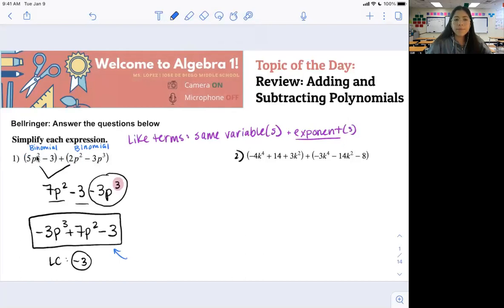Wait, what? Miss, isn't it polynomial? Because if it's 4 and up, it has to be a polynomial. So if it's 4 and up, it is polynomial, but how many terms do I have? 1, 2, 3. So what does that make it? Trinomial. So it's a trinomial with a leading coefficient of -3. Any questions on that kind of vocabulary stuff?